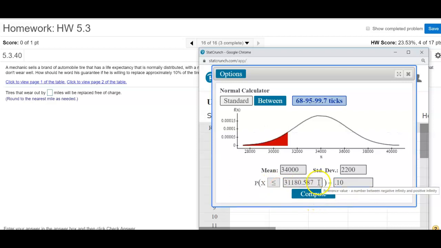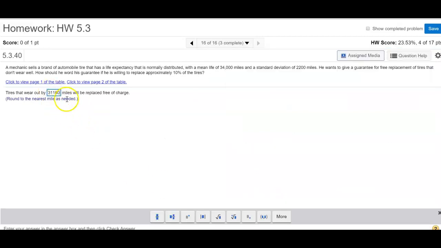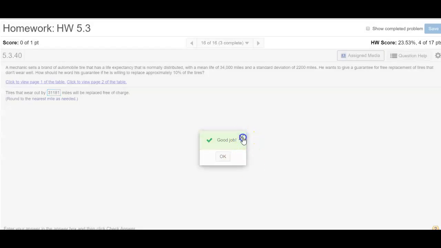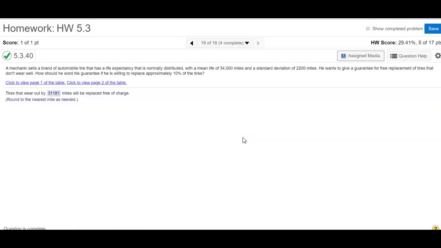Compute. So he will say that he will replace the tires, rounding to the nearest mile, 31,180 point something. I'm just going to round it to the nearest mile. So if you are a mechanic, you want to go ahead and replace those tires for the first 31,181 miles. Because you don't want to replace for the top 10%. I don't even know how long they will go.